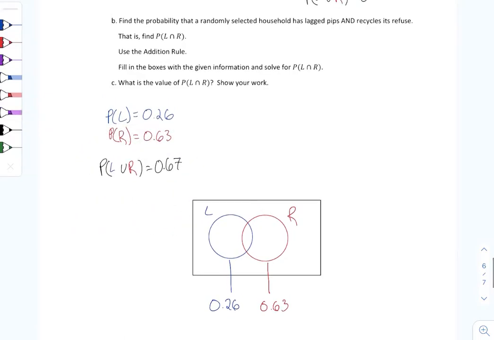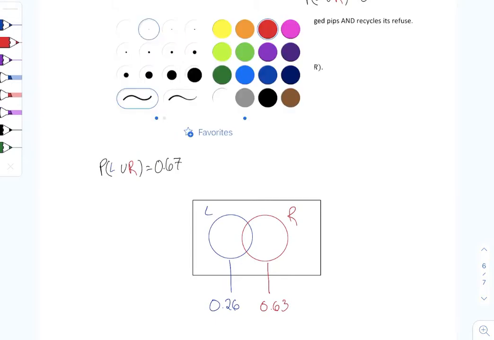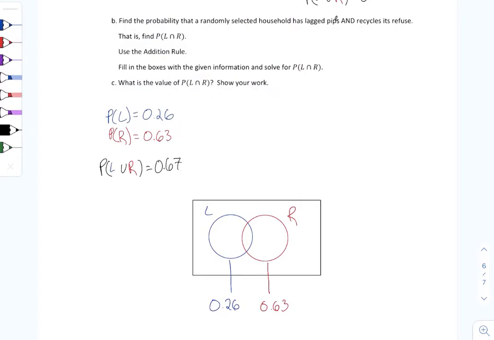So B, find the probability that a randomly selected household has lagged pipes and recycles its refuse. That should say pipes. That's a typo on my part. I apologize. We'll add a little E in there.